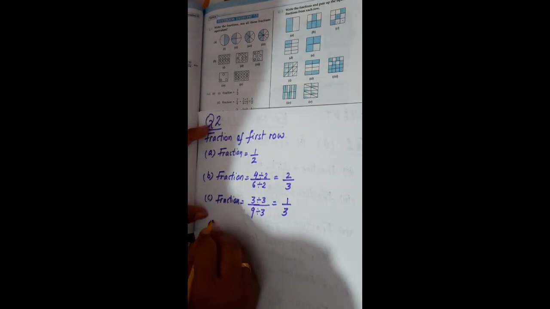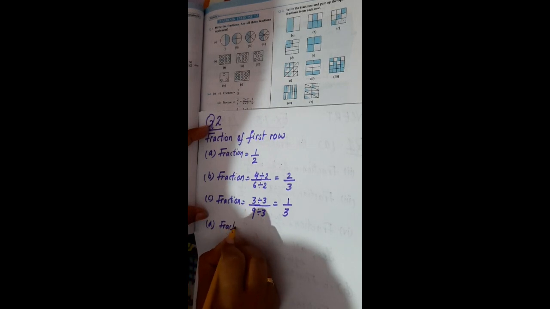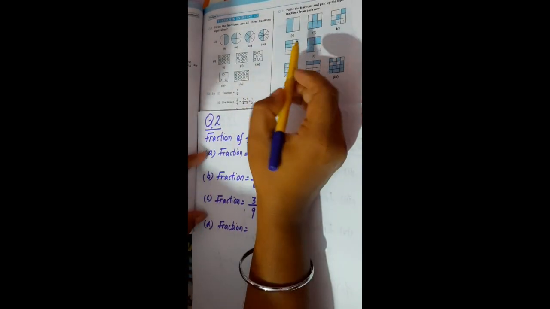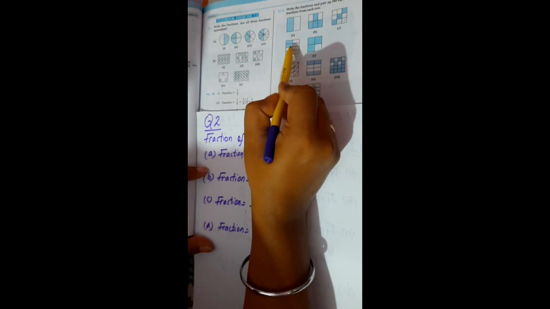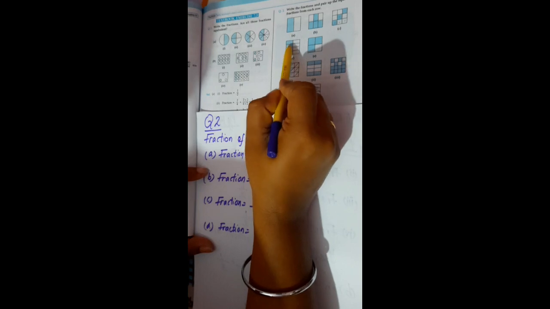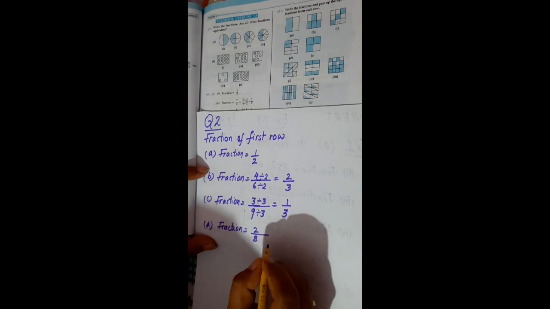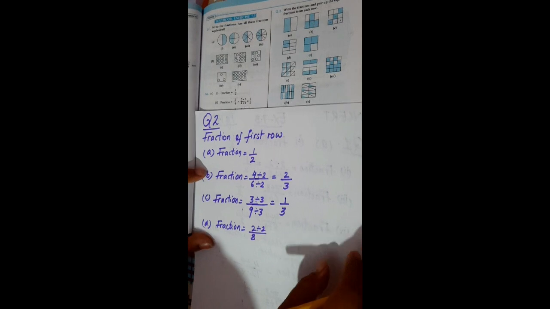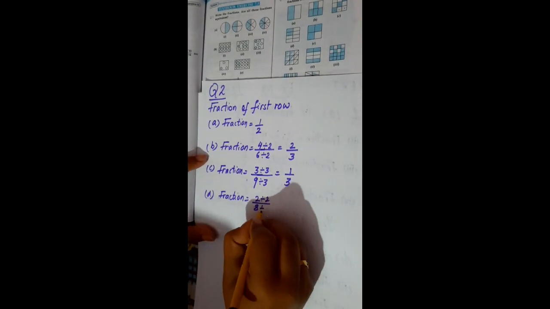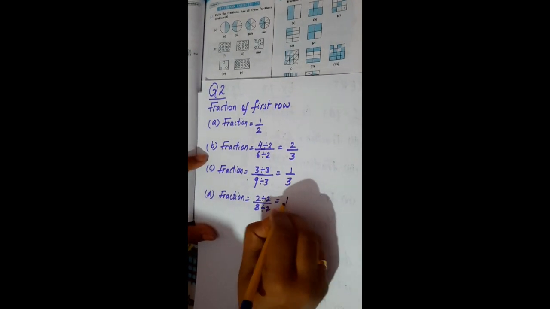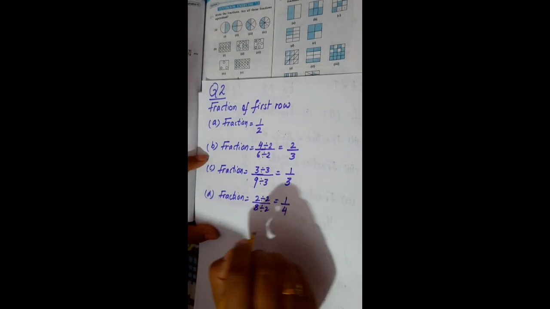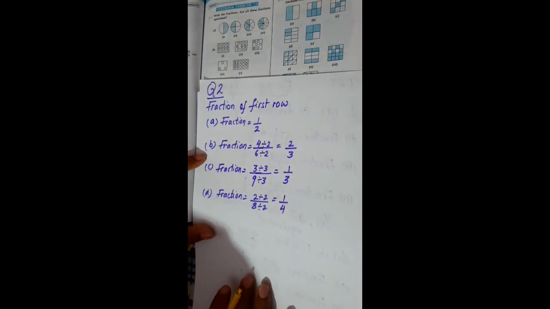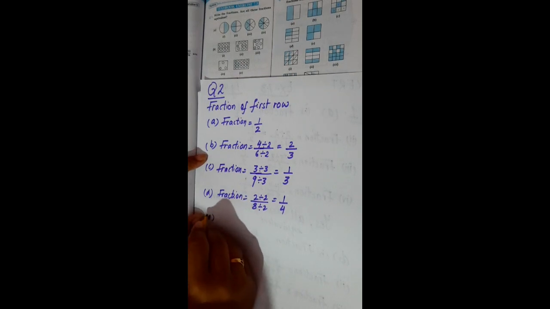Now D. Here you have fraction is equals to 1, 2, 3, 4, 5, 6, 7, 8. In this we have 8 equal parts, and out of 8, 2 parts are shaded. So your fraction is 2 upon 8. Both the numerator and denominator are divisible by 2. So I will divide it by 2. 8 divided by 2, 2 divided by 2, 1. 8 divided by 2, that is 4. 1 upon 4.